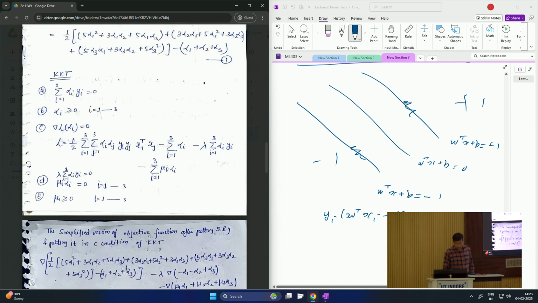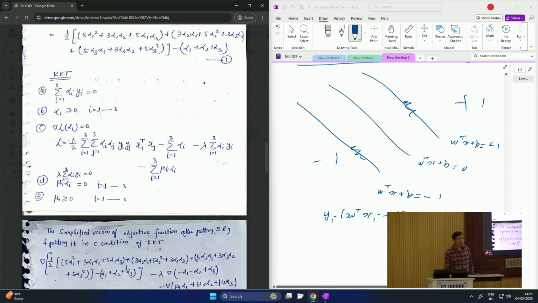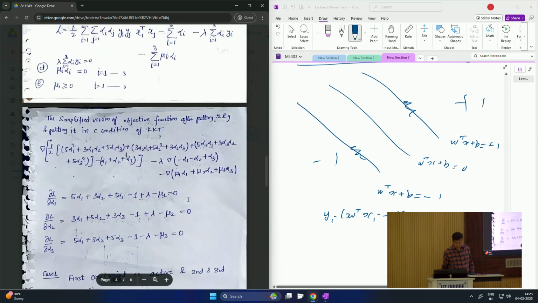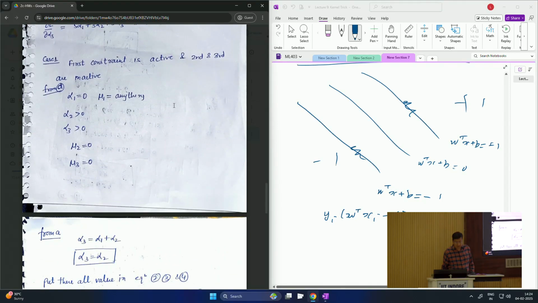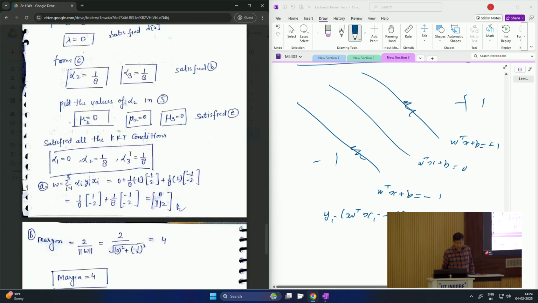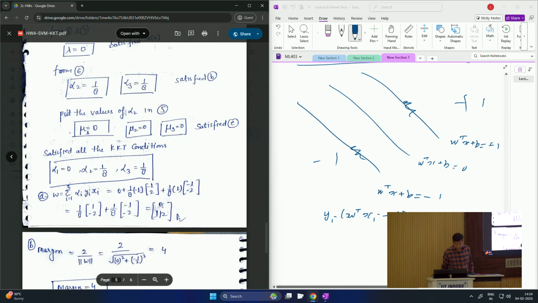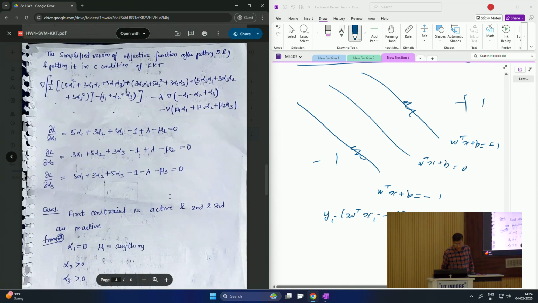So this is second. The third one is the multiplication of lambda times the constraint equal to 0, although this one is not needed because this is already equal to 0, as we told already. And the other one is the complementarity between mu i and alpha i, and non-negativity on mu. Now how will you solve it? So we'll do the cases. One constraint is active, second is inactive. So you'll solve from this. Then the third constraint, so you'll get the same answer. Everybody okay?